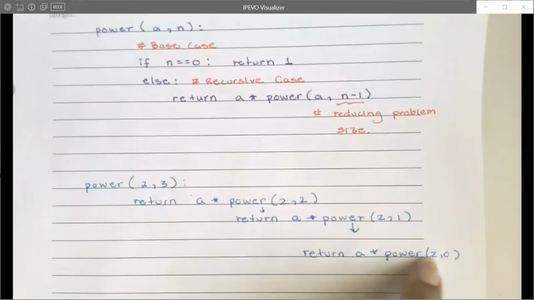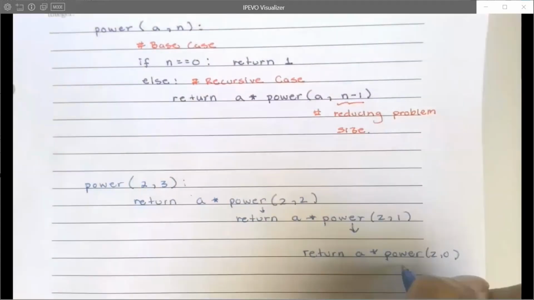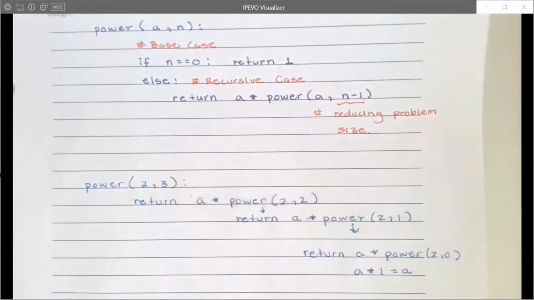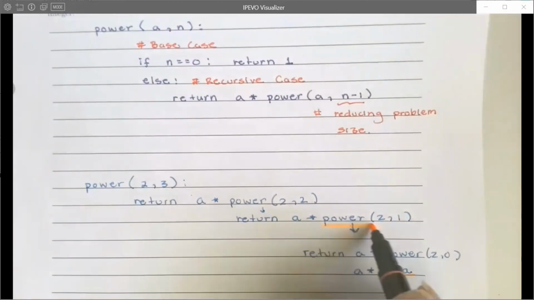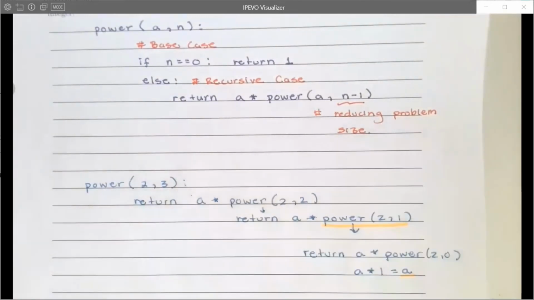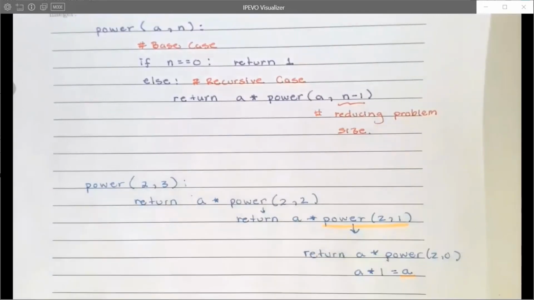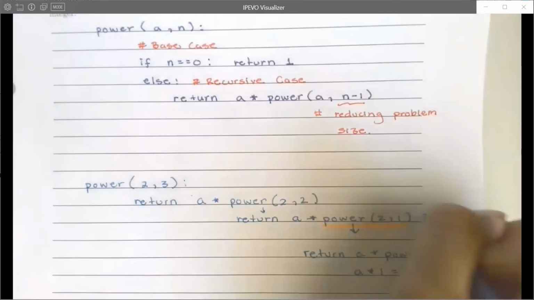In this case, n is 0. So this is going to finally return 1. Okay, so this is going to return a times 1, which is simply a. Okay, so that a, I guess I'm going to rely on my highlighters now to trace back, is the result of taking power 2 with 1. It returned a times 1, which is a. Okay, so this is going to return a times a.